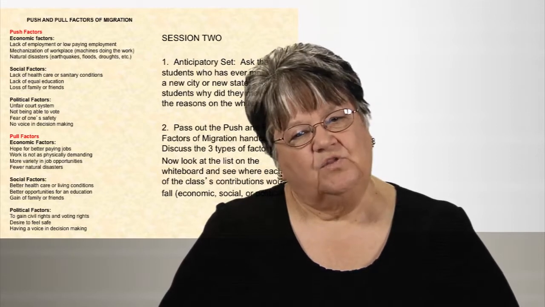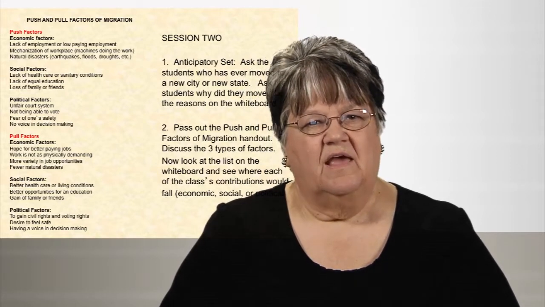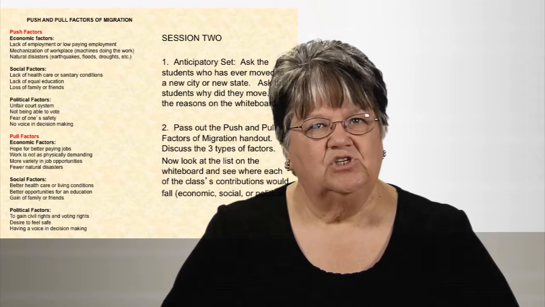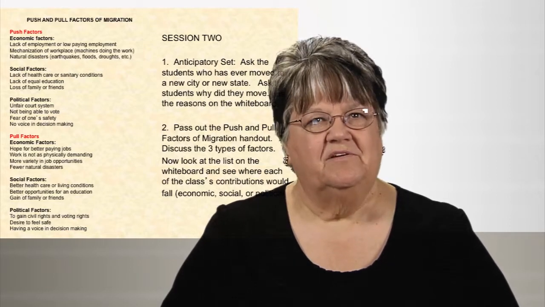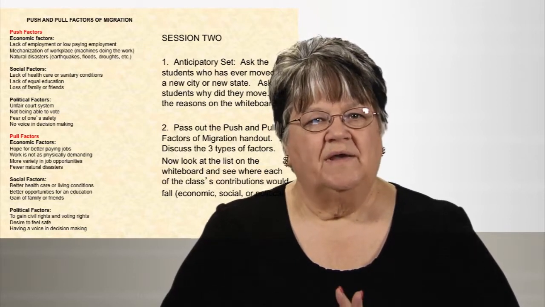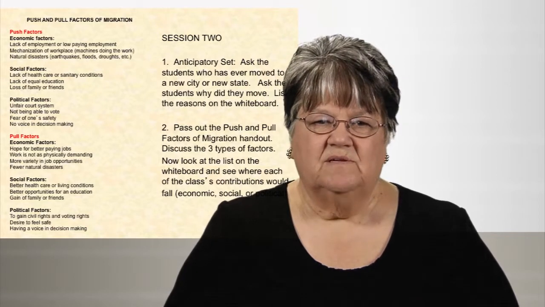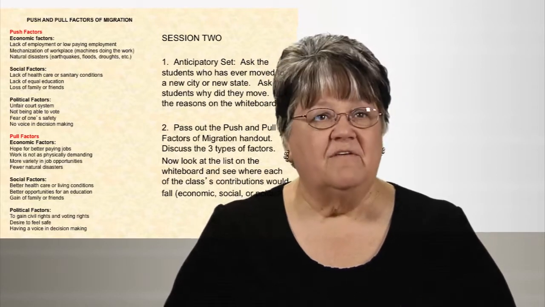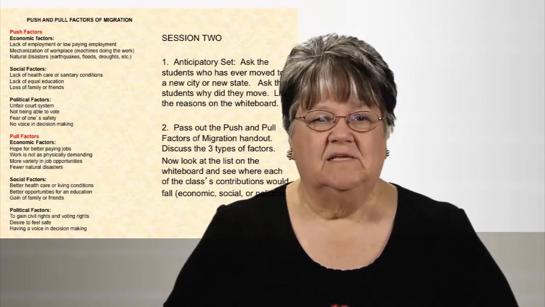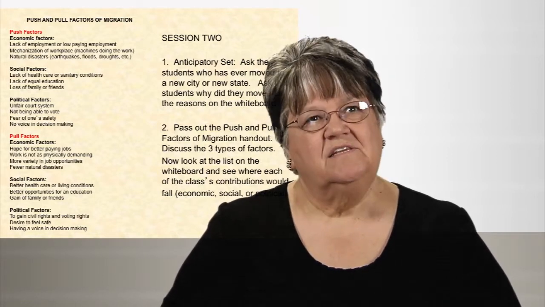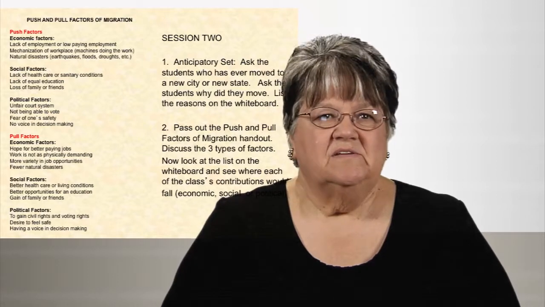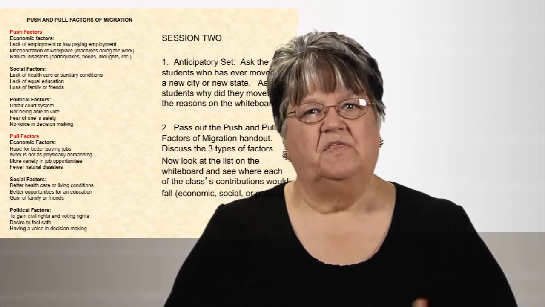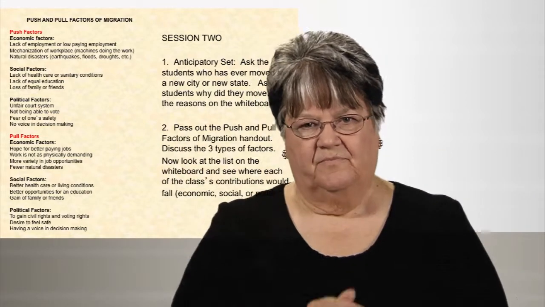And it has 3 types of factors. It has economic factors, social factors, and political factors. So economic factors, those are the ones that have something to do with money. Social factors are the things in our life like family, housing, things like that. Political factors, those are the things that are like governmental situations or the climate of our country.